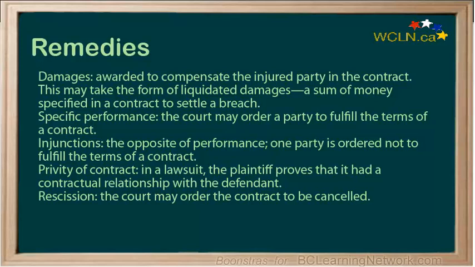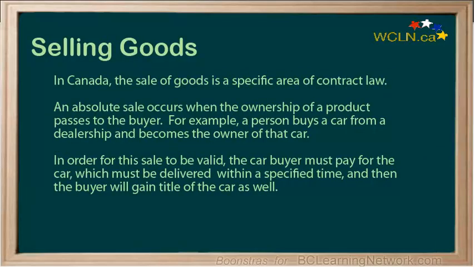In Canada, the sale of goods is a specific area of contract law. An absolute sale occurs when the ownership of a product passes to the buyer. For example, a person buys a car from a dealership and becomes the owner of that car. In order for this sale to be valid, the car buyer must pay for the car, which must be delivered within a specified time, and then the buyer will gain title of the car as well.